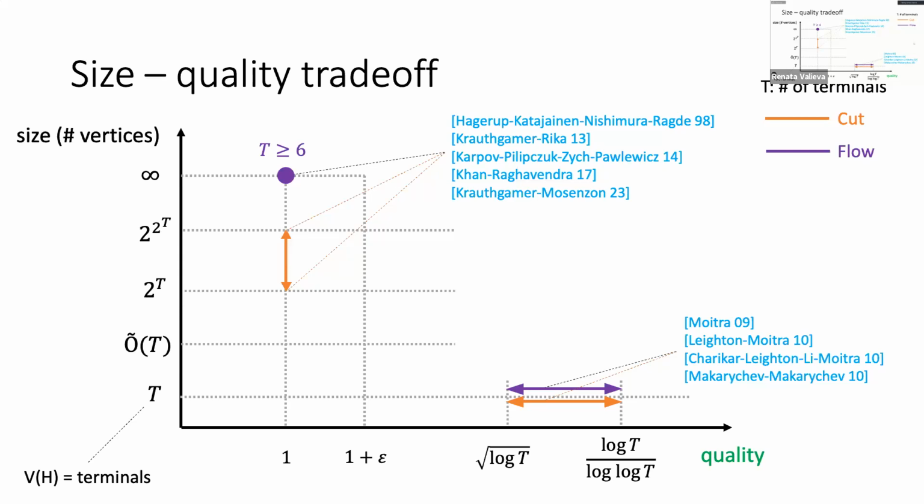So what does infinite size mean? Here, infinite means infinite with respect to terminals. So there's no function that only depends on terminals that can serve as an upper bound on the size. Your size has to depend on the original graph, like log n to the 0.1. So these are the previous results.